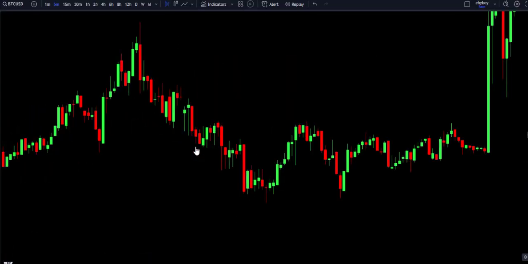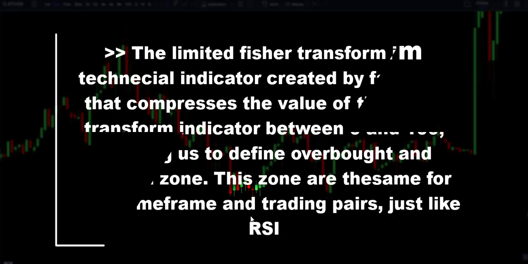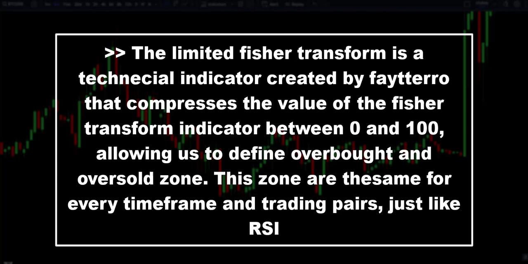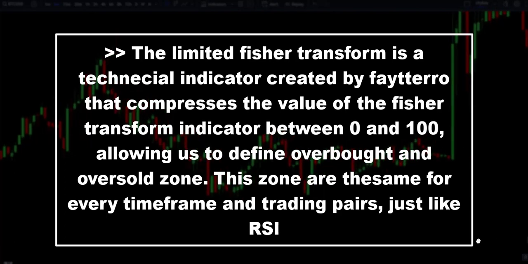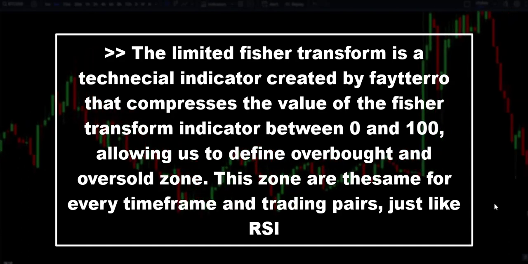The indicator that we will be discussing is called the Limited Fisher Transform. The Limited Fisher Transform is a technical indicator created by Fetero that compresses the values of the Fisher Transform indicator between 0 and 100, allowing us to define overbought and oversold zones. These zones are the same for every time frame and trading pair, just like RSI.